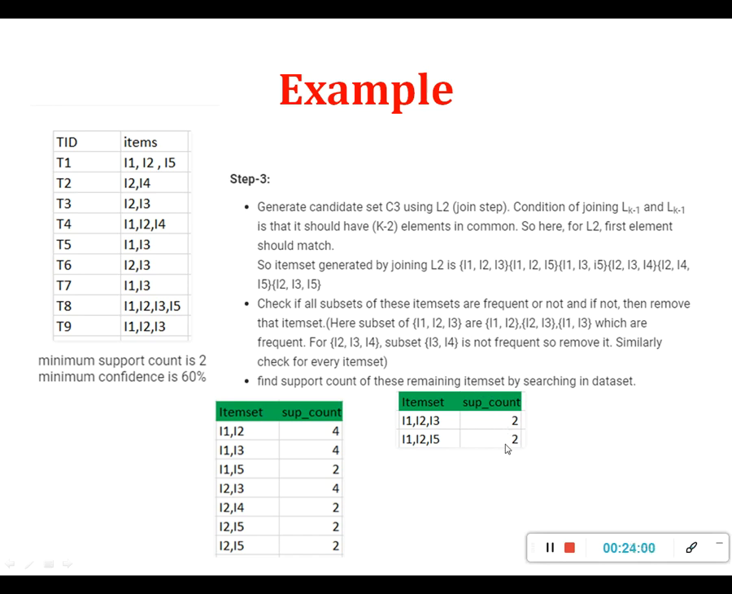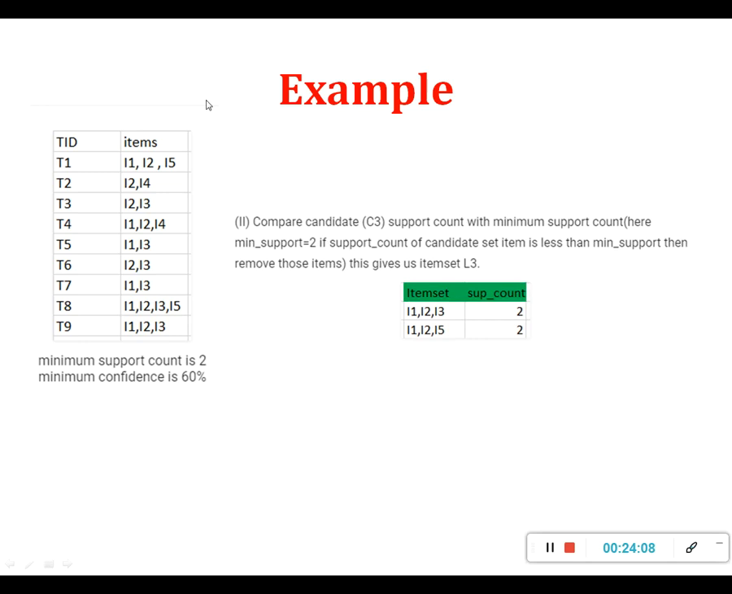So in this way we have calculated the candidate set C3. Now what is the remaining thing? We have to calculate L3. L3 will be calculated by checking whether the item sets in our candidate list satisfy the minimum support count. Both have a count of 2, which is equal to the minimum support count, so yes, both satisfy the minimum support count.